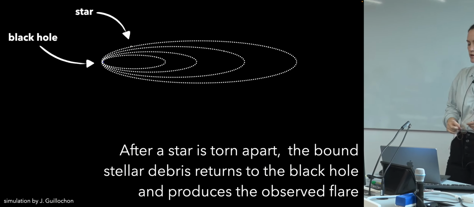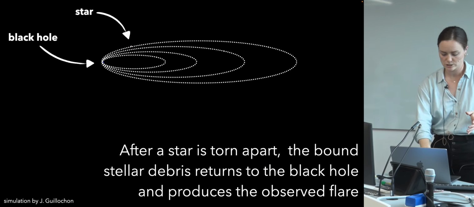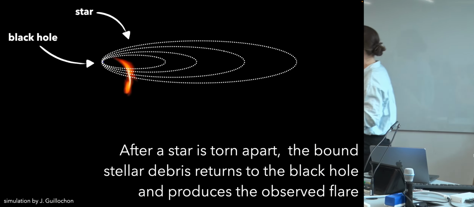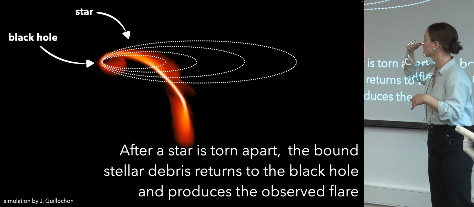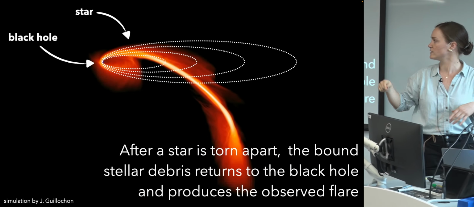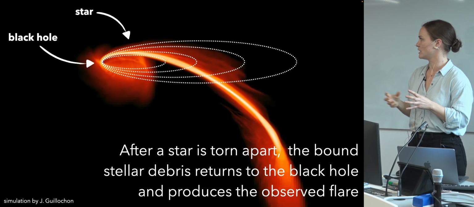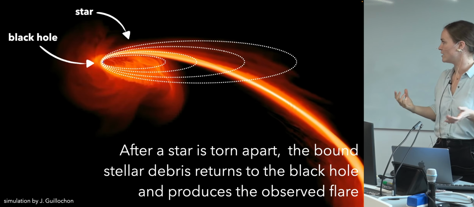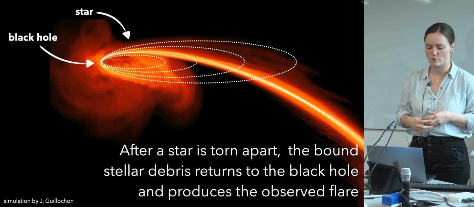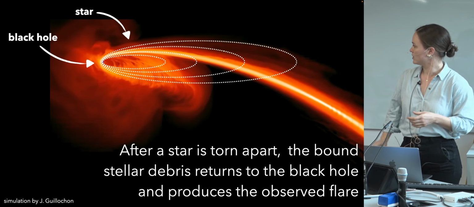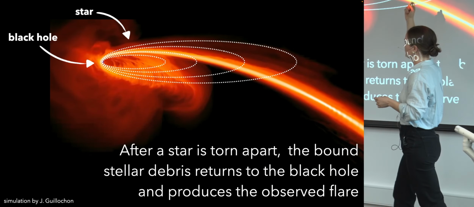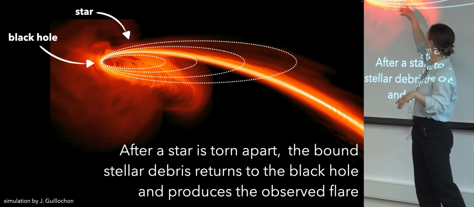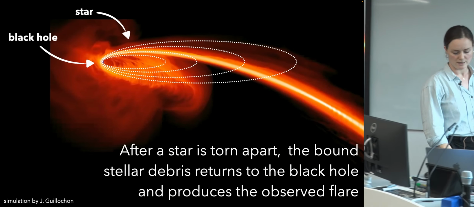So now I'm going to talk more about how we're actually producing the luminosity. After the star is torn apart, I'm showing this same simulation as before, you get mass returning to the black hole. And this mass return rate, this fallback rate, which is what I'm going to call it for the rest of the talk, is very important for determining the amount of luminosity that you're able to get out, because it's essentially the power source for the flare. And so mass that is most bound to the black hole is going to return on shorter orbits, and mass that is less bound to the black hole can return on longer orbits, and that defines the mass fallback rate.